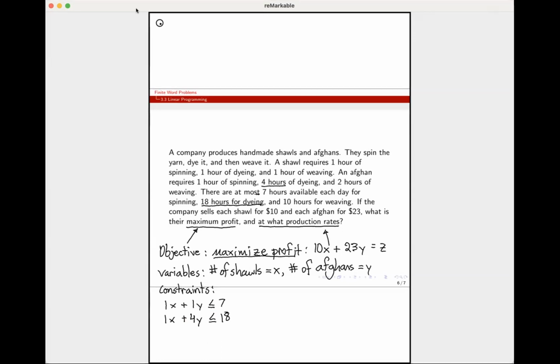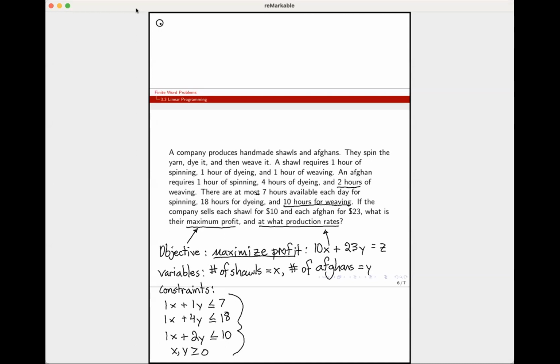Okay, and then lastly, we have 10 hours for weaving. So that means that, let's see, a shawl requires 1 hour of weaving. So we have 1 times the number of shawls. And then an afghan requires 2 hours of weaving. So 2 times the number of afghans. And that ought to be less than or equal to our allotted 10 hours. And then lastly, you could make the case that we certainly can't have a negative number of shawls and afghans, so x and y ought to be greater than or equal to 0. So that's sort of the given constraint.